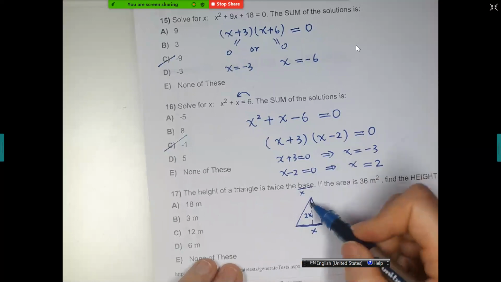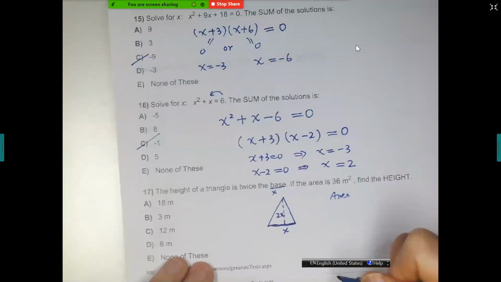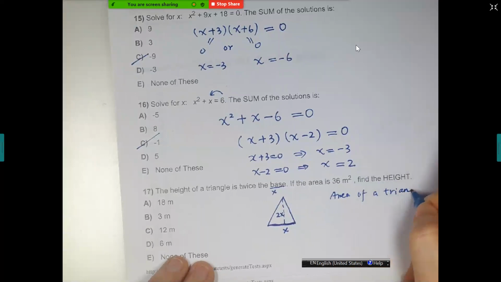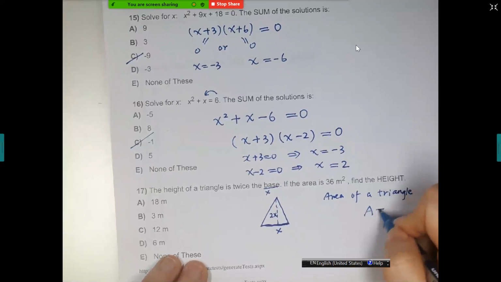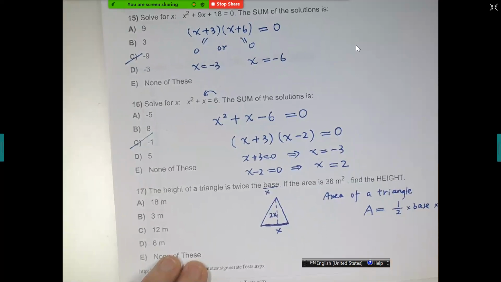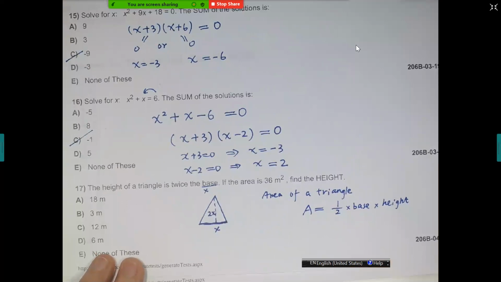Then to find the area of any triangle, and we learned this in pre-algebra, A equals what? A equals 1/2 times base times height. So this is something we should have known.